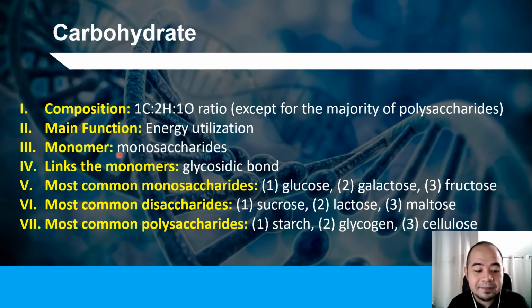To summarize, carbohydrates have a composition of 1:2:1 of carbon, hydrogen, and oxygen, except for the majority of the polysaccharides. The main function is energy utilization. The monomers are monosaccharides, and the link between two monomers is the glycosidic bond. These are the most common monosaccharides. The most common disaccharides are sucrose, lactose, and maltose. And the most common polysaccharides are starch, glycogen, cellulose, and chitin.